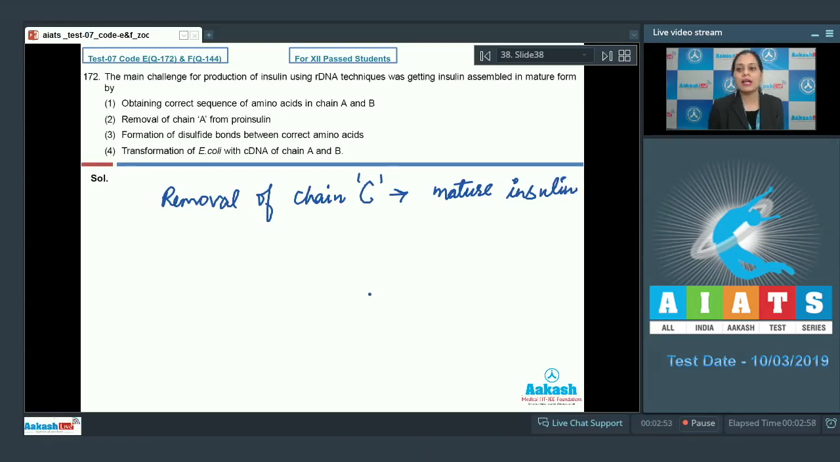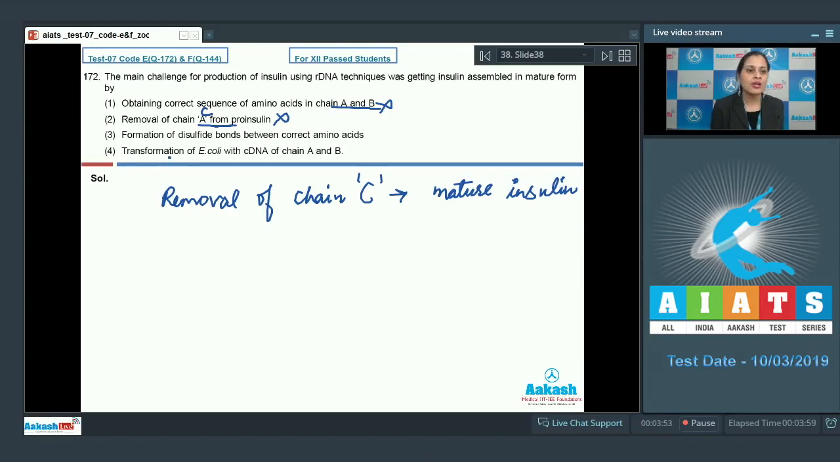Eli Lilly, an American company, prepared 2 DNA sequences corresponding to A and B chains of human insulin and introduced them in plasmid PBR322 and then transformed E. coli to produce humulin. So there is no problem in transformation or in formation of correct sequence of amino acids of chain A and B. So the very first statement, obtaining correct sequence of amino acids A and B, is an incorrect option, and option 2, removal of chain A from proinsulin, is also an incorrect option because it is removal of chain C from proinsulin that will produce mature insulin.